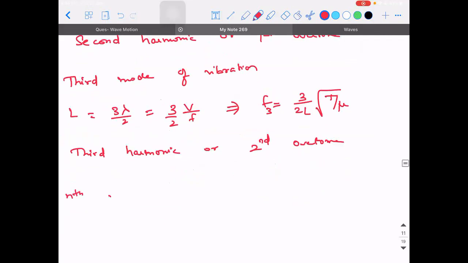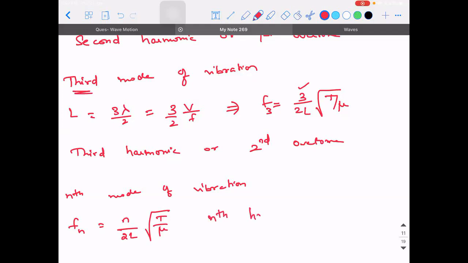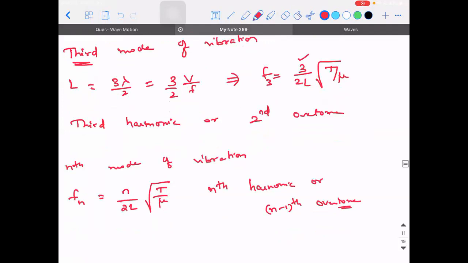So if I talk about the nth mode of vibration, then what will be the value of Fn? Is it not going to be square root of T by mu? If you observe, the denominator 2L is constant. The numerator is decided by the mode of vibration. So it will be n divided by 2L into root of T by mu. What will be the name of this? It's called the nth harmonic, or n minus 1th overtone. Yes, sir. Right. So this is all about a stretched string.